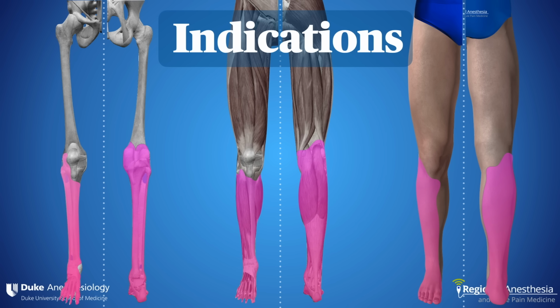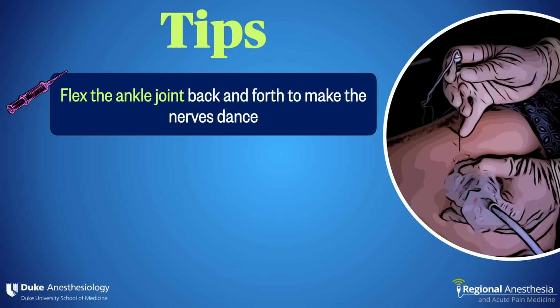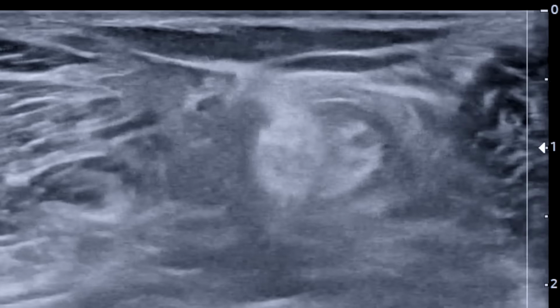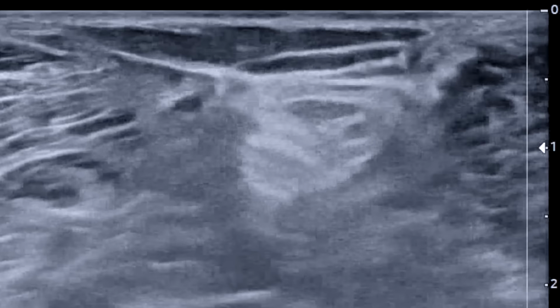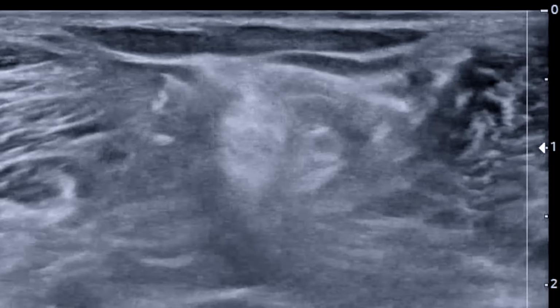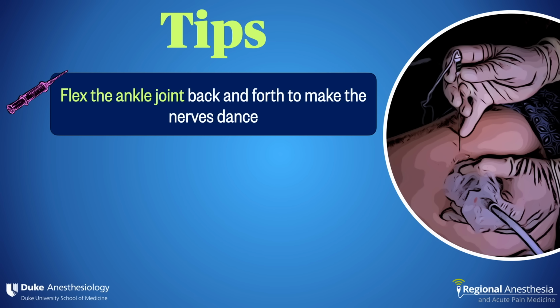If the surgery involves any portion of the medial malleolus or skin overlying it, we'll also supplement with the saphenous nerve block at the adductor canal. Here are some tips for popliteal sciatic nerve block. First, if the tibial and peroneal nerves are not well defined on the screen, dorsiflexing and plantarflexing the ankle usually makes the nerves appear to dance. This works well with both active and passive flexion, so the patient doesn't have to be cooperative to take advantage of this.